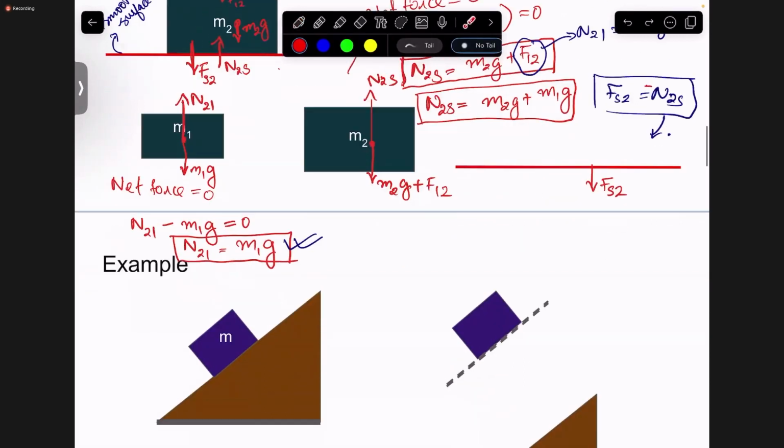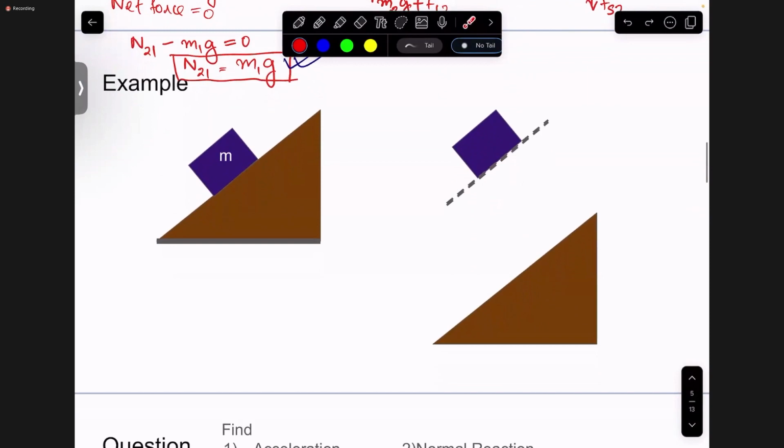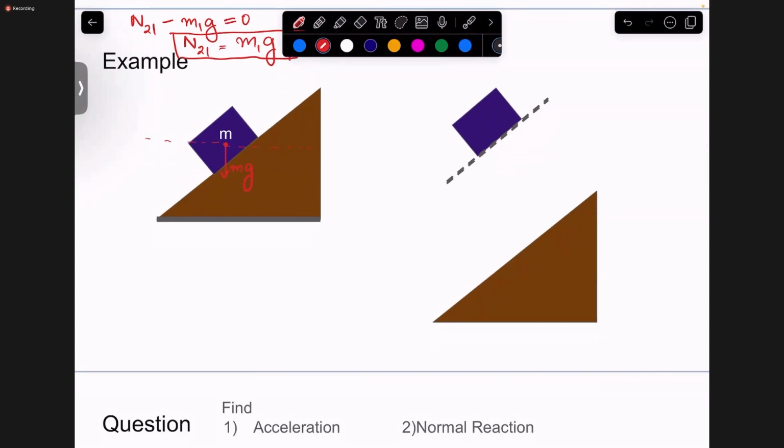Now, another example, you can see on an inclined plane. Now you will understand why I am saying that mg is not necessarily the normal reaction. Here you can see that every block has a downward acting force, downward in the sense towards the center of Earth. That force is called the weight of the object, that is mg. Imagine this is a fixed inclined plane.